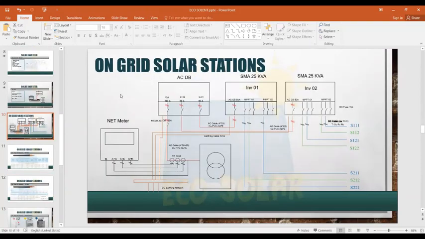This is the single line diagram for a grid connected solar station. Let's get into the details, then we'll calculate each stage.